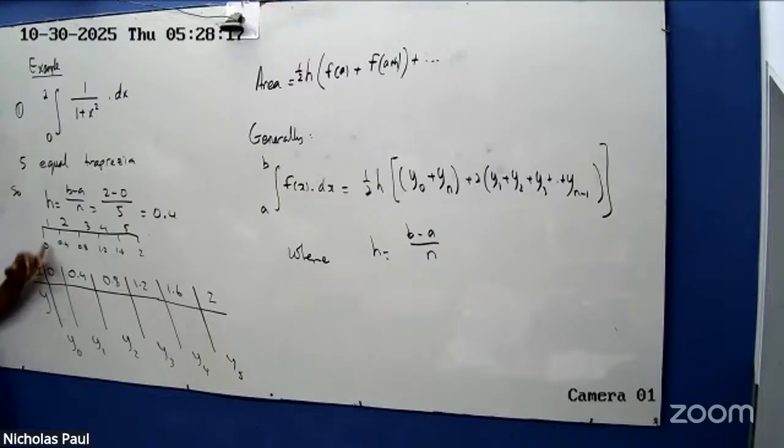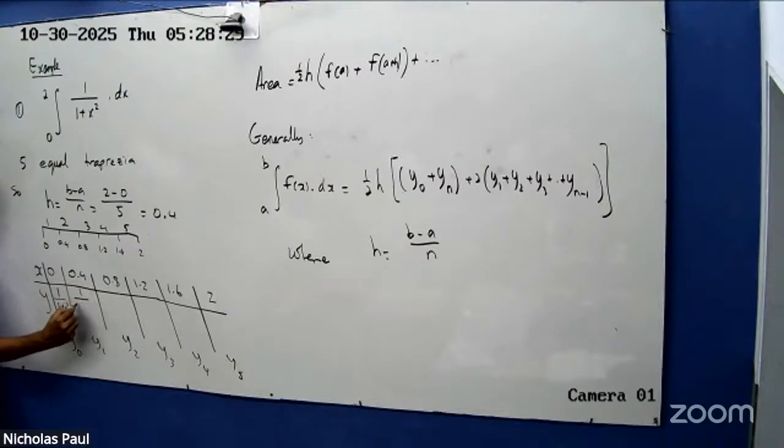Substitute the x value in here. All right? So substitute the x value in here. So that's 1 over 1 plus 0 squared. So I got it to be 1. 1 over 1 plus 0.4 squared. You always do your thing and tell me how much is that? How much is that?